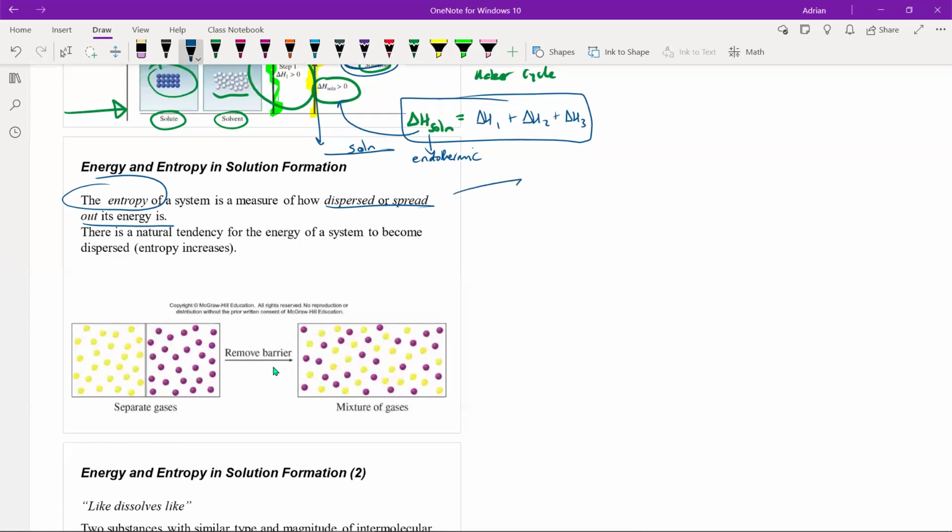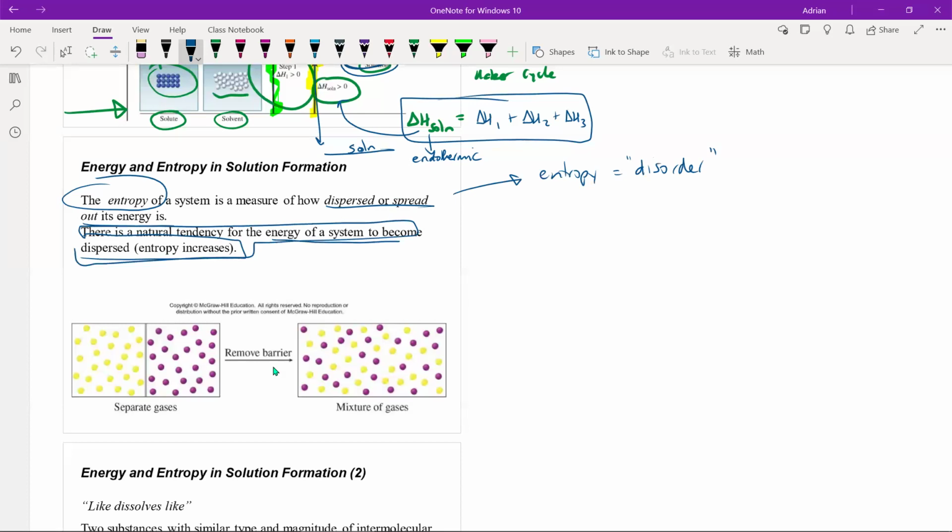Another way to think about entropy, entropy can be thought of as sort of like "disorder." We'll put that in quotations. And the natural tendency for things is to become more disordered as processes occur. Another way of saying that is that there's a natural tendency for the energy of a system to become more dispersed or more spread out as processes take place, right?